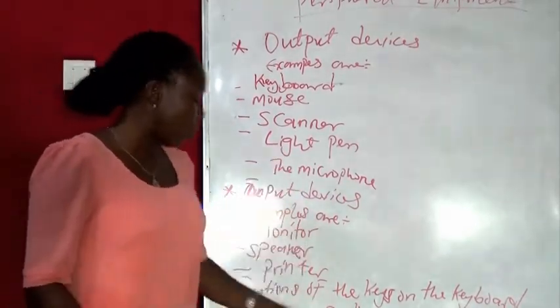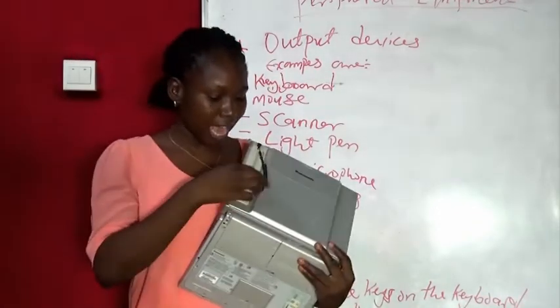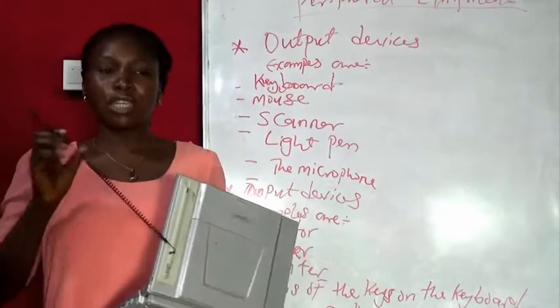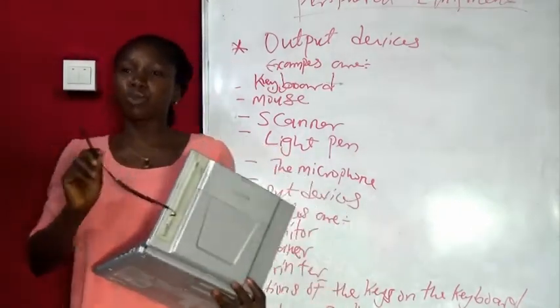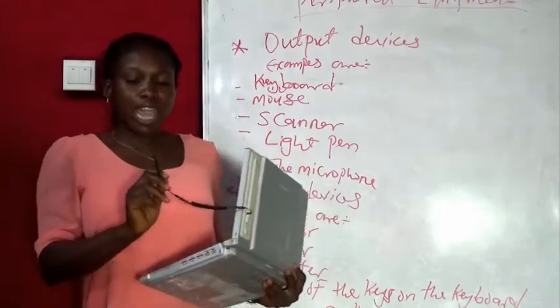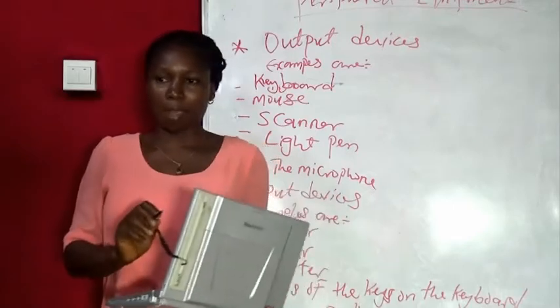Now we have what we call the light pen. Mostly, not all computers come with a light pen. Light pens are special pens that we use with computers. It mostly comes with computers that have a touch screen. And it's just like your ordinary pen that you can use to write on a computer.